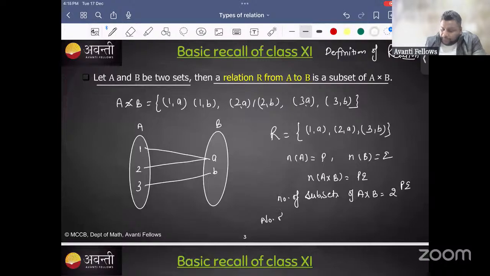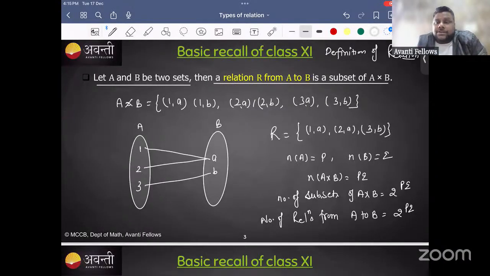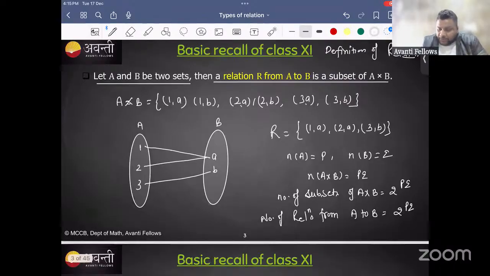So the number of relations from A to B can be 2 to the power PQ, because a relation from A to B is a subset of A cross B. As many subsets as you can have, that many relations we can have. Am I clear?